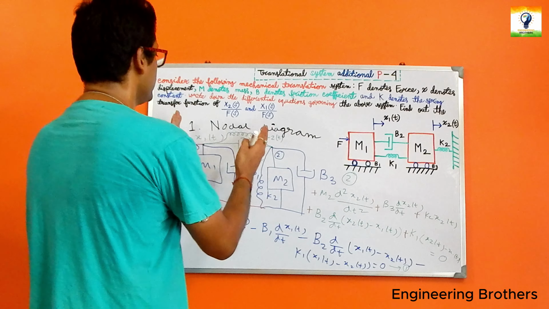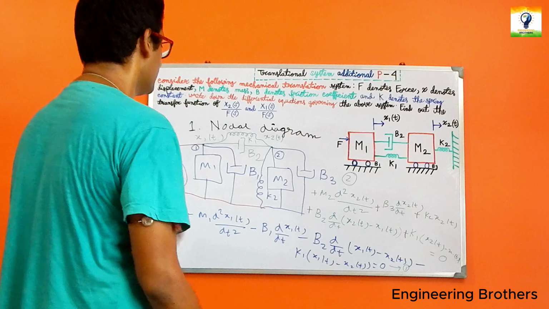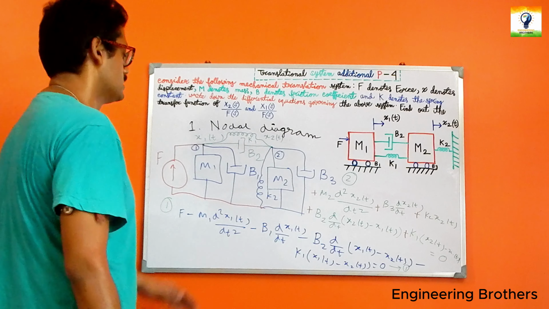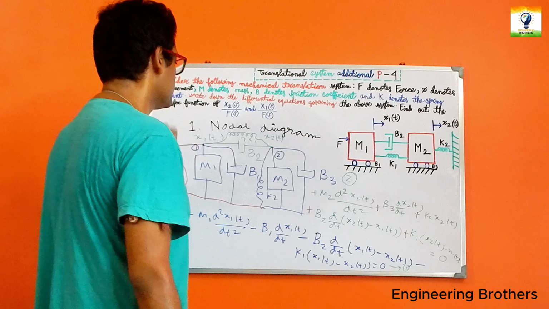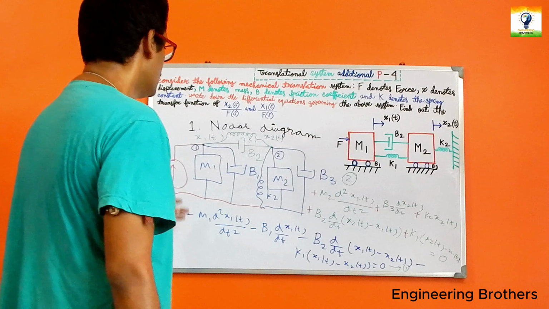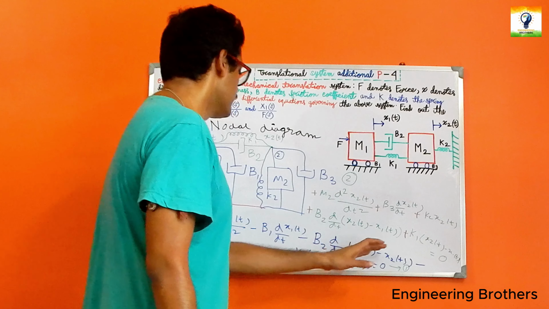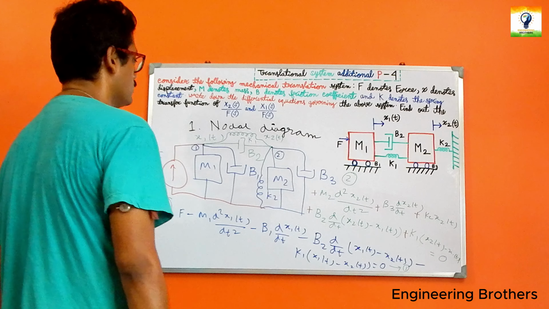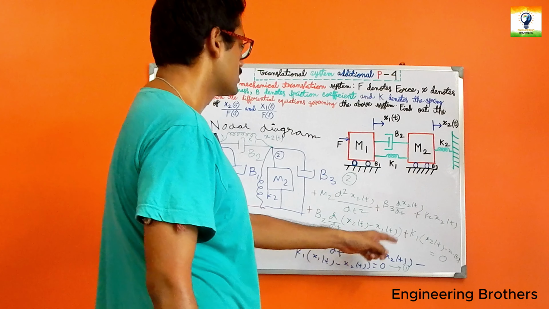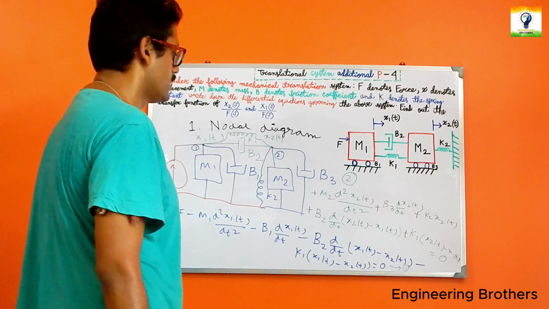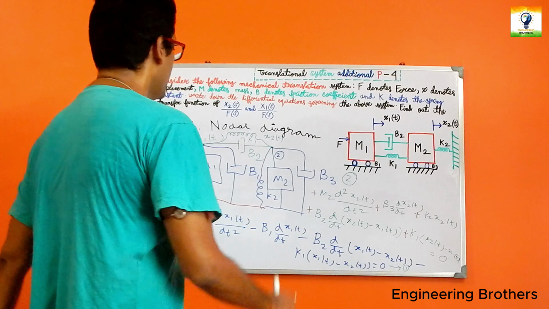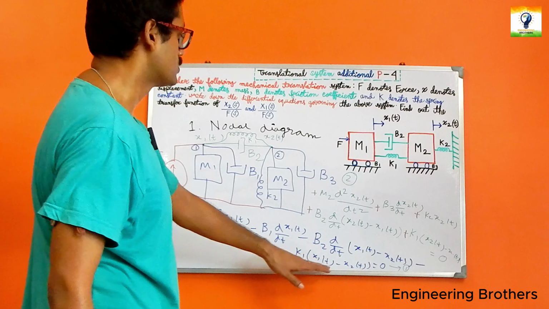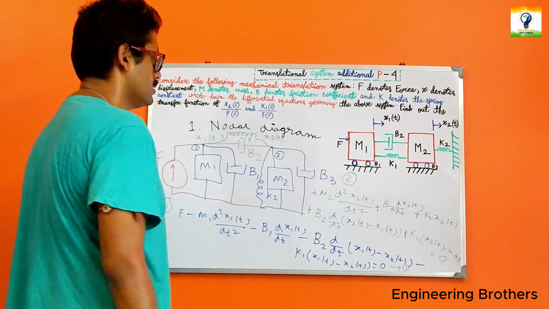Quite importantly, in between our elements x1(t) and x2(t), we need to consider that we are taking x1(t) as our reference, which gives b2 d/dt of x1(t) minus x2(t). Why? Because we are taking 1 as our reference. Similarly for k1, minus k1 times x1(t) minus x2(t), which becomes 0.